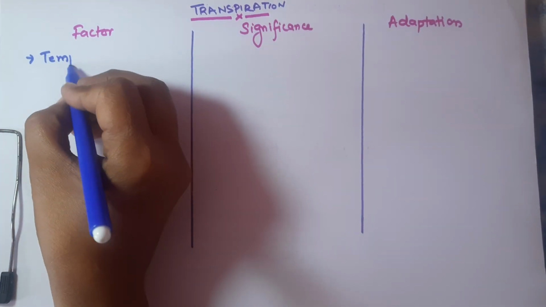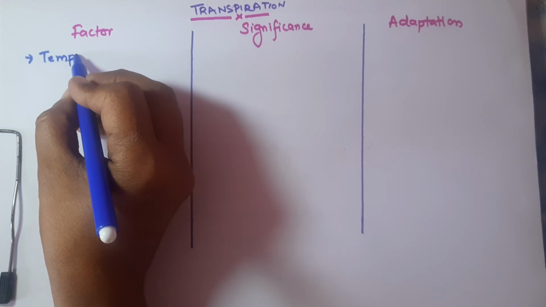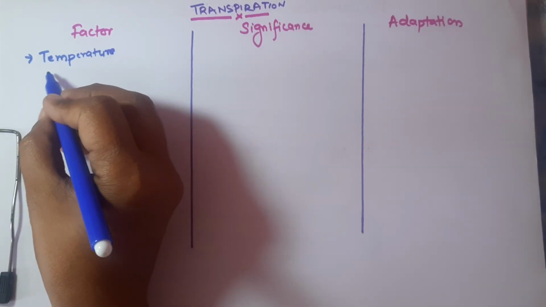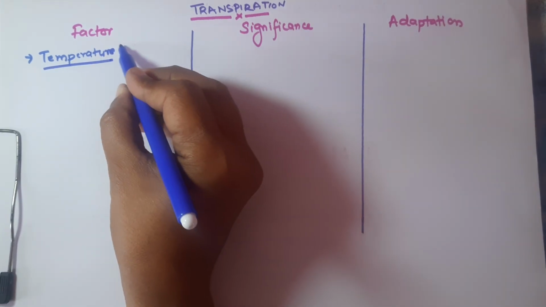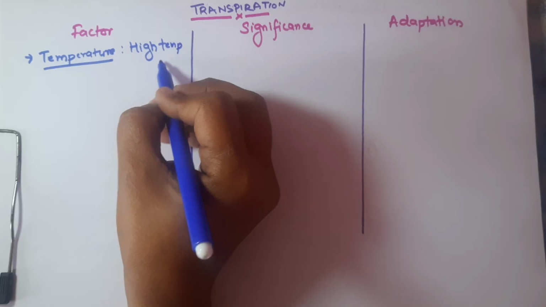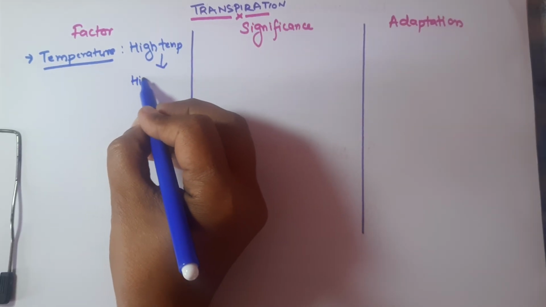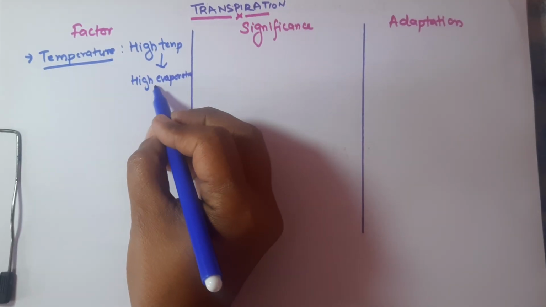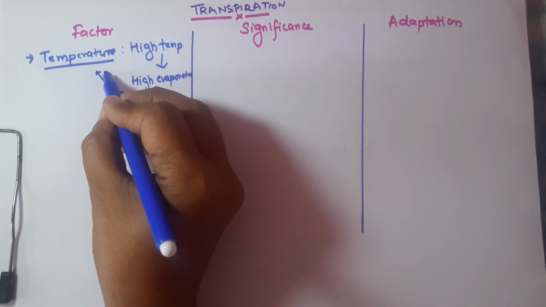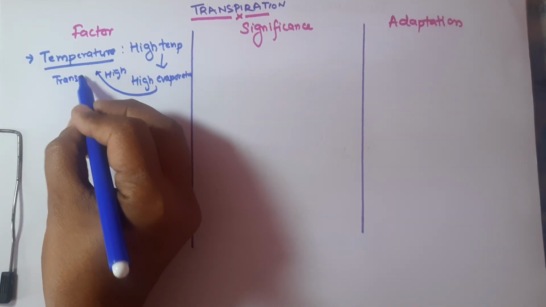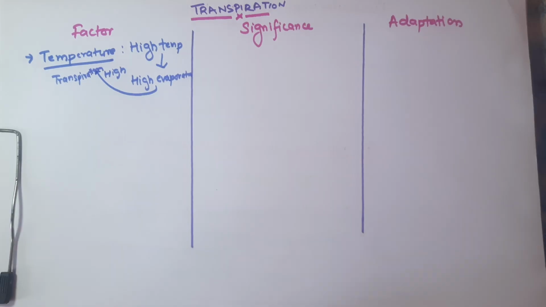The first factor that will affect the process of transpiration is temperature. So what will happen if there is high temperature? Then there will obviously be high evaporation, and high evaporation means high transpiration. So the higher the temperature, the more transpiration. Okay student, is it clear to you?